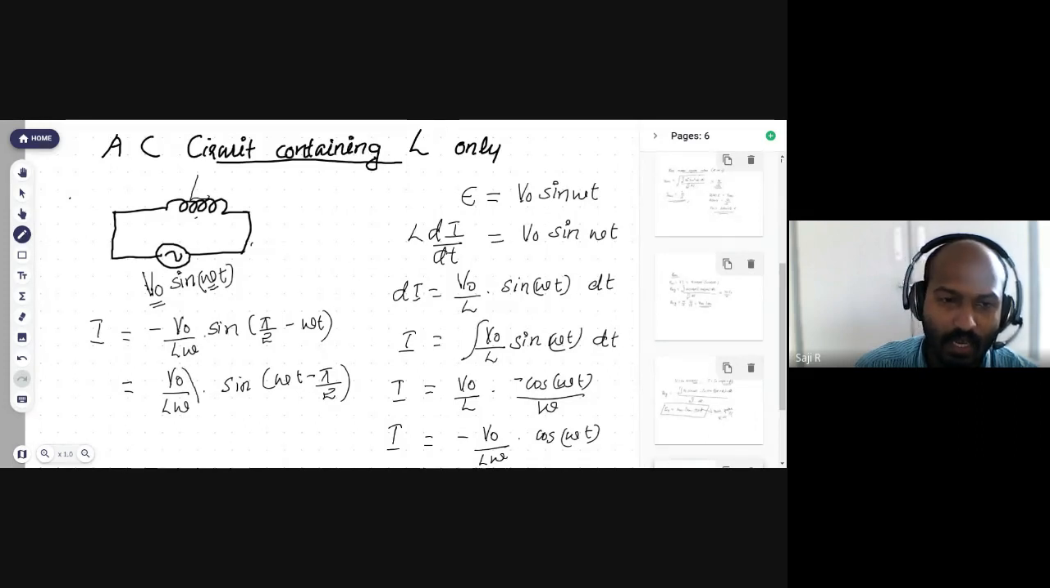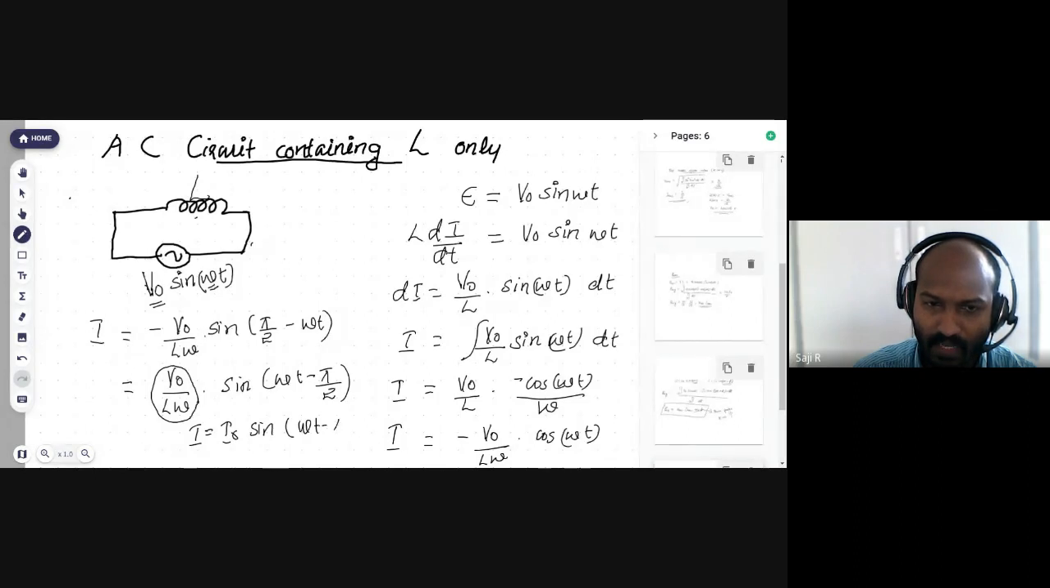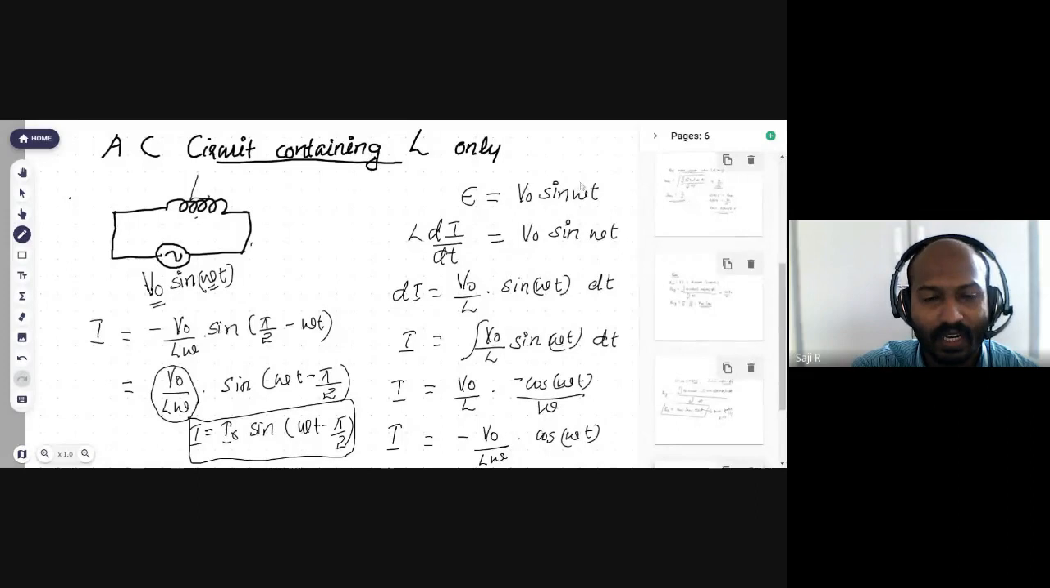where the maximum value of current can be represented by V0 by L omega. Therefore, current I can be written as I is equal to I0 sine of omega t minus pi by 2. This is the equation for the current in an AC circuit containing an inductor only. I is equal to I0 sine of omega t minus pi by 2. From this equation, you have to note two important points.